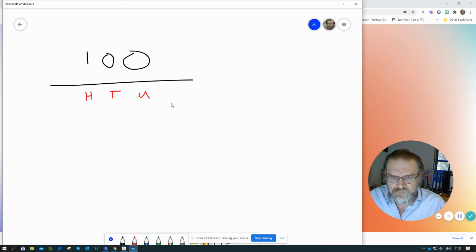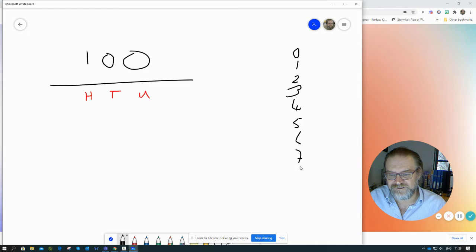Now let's think what that means a little bit. In a decimal system, you have 10 different digits. So you have a 0, a 1, a 2, a 3, a 4, a 5, 6, 7, 8, and 9. So these are the different digits that make up the decimal system. And then they are arranged in columns for units, tens, hundreds, thousands, 10,000s, etc.